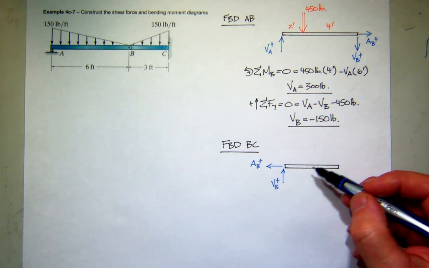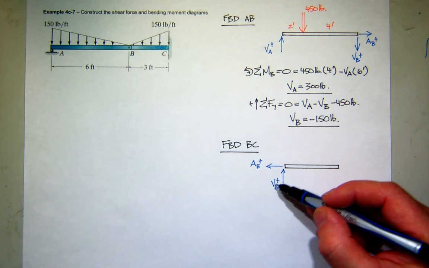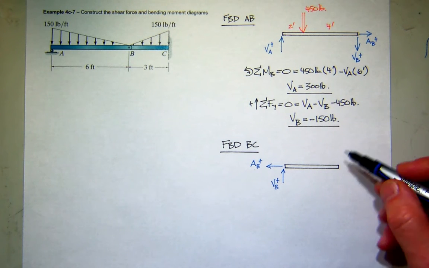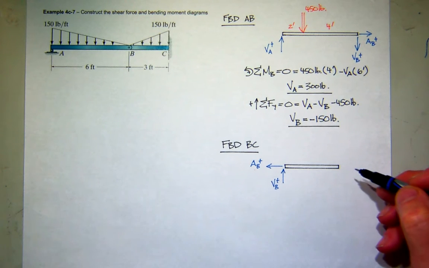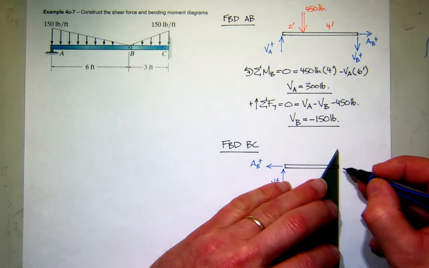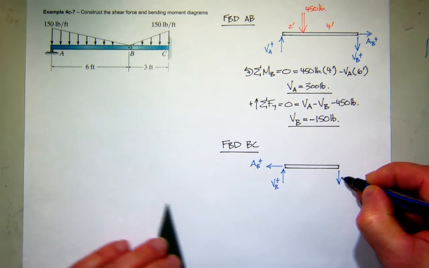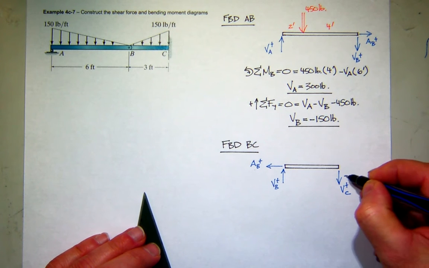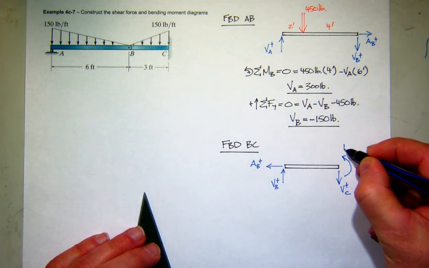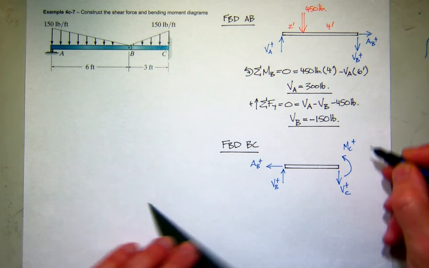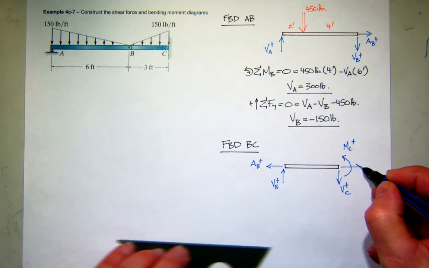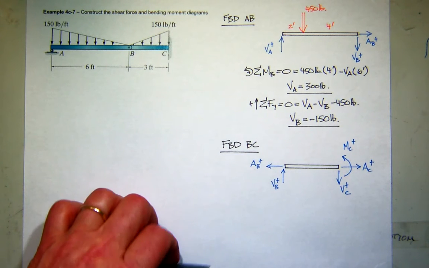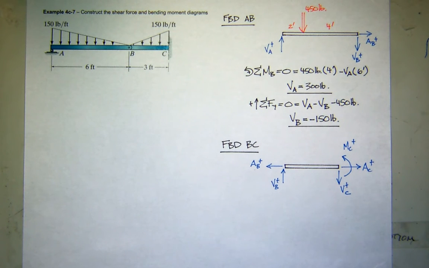Now, when I actually plug in for that, I'm going to plug in my value for shear at B, and it just happens to be a negative value. That's okay. Now, over here on the right-hand side, where I have my fixed connection, I'm going to have, again, positive shear at C, positive bending moment at C, and positive axial force at C. I'm keeping all my sign conventions positive.